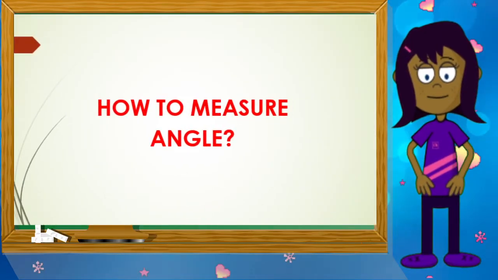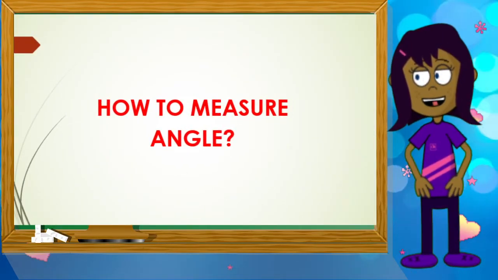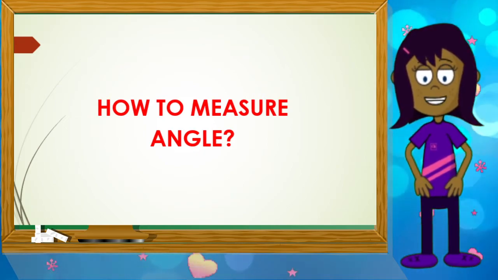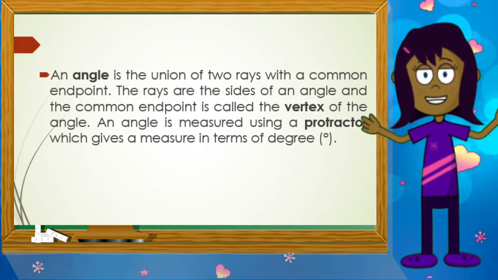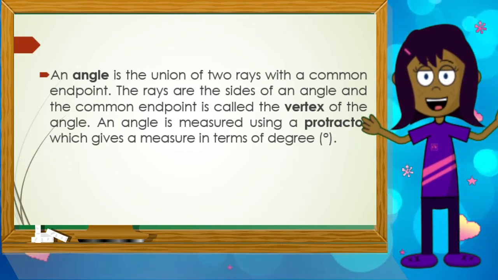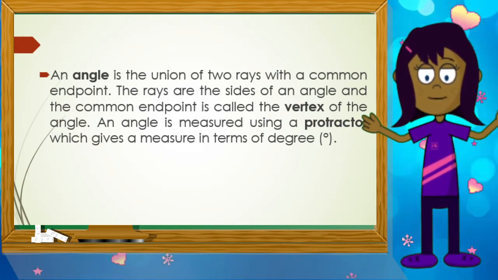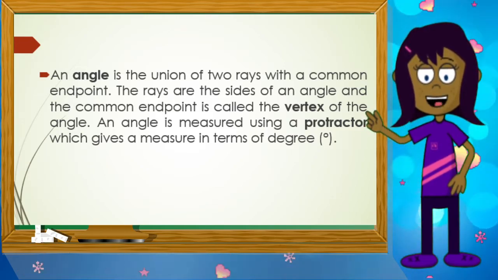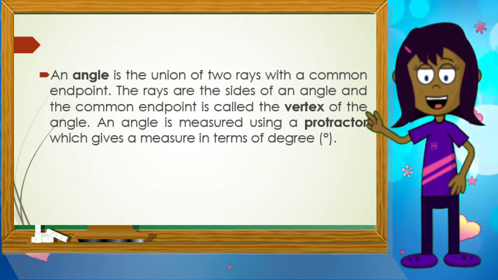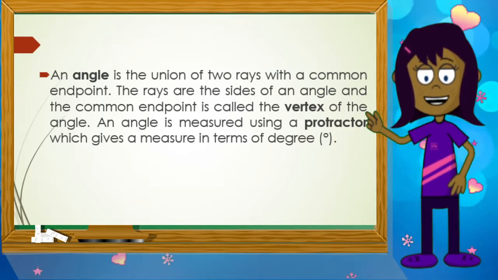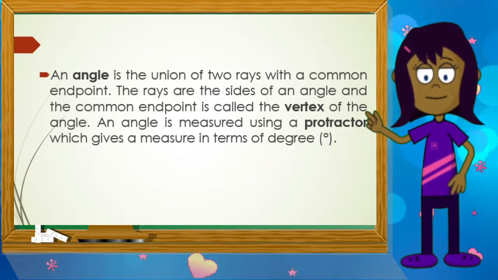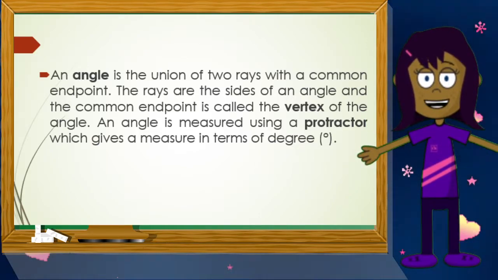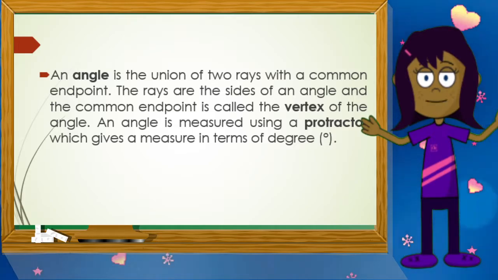And of course, we will be talking about how to measure angle. What is an angle? An angle is the union of two rays with a common endpoint. The rays are the sides of an angle, and the common endpoint is what you call the vertex of the angle. Again, that is the vertex of the angle. An angle is measured using a protractor, which gives a measure in terms of degrees.